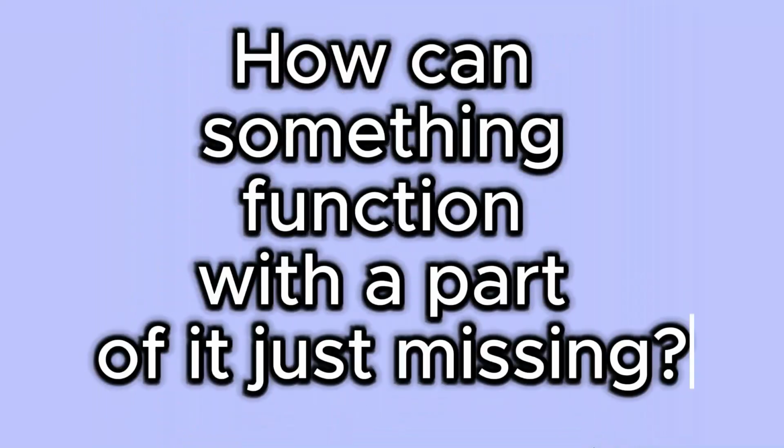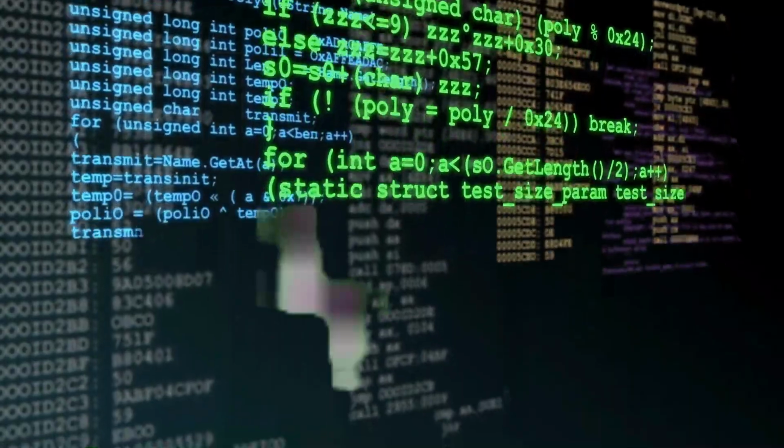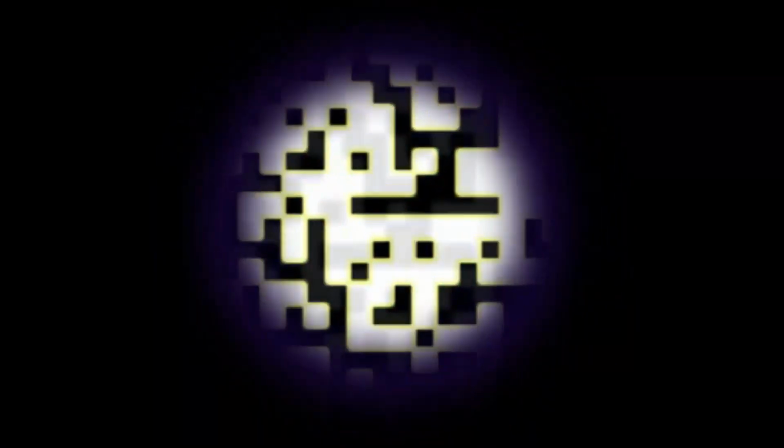But how? How can something function with a part of it just missing? Like, how do these nerdy things even lead to a link? Wait, who cares about how? Why do these even exist? What even is a QR code? This is everything you need to know about the QR code.